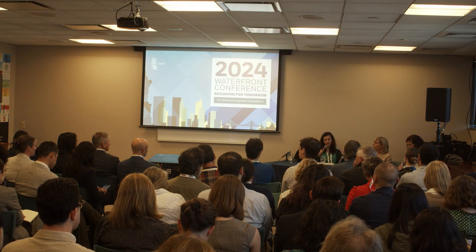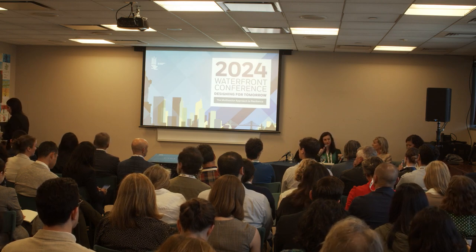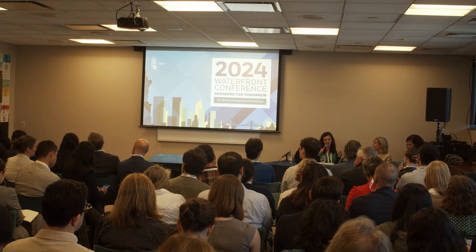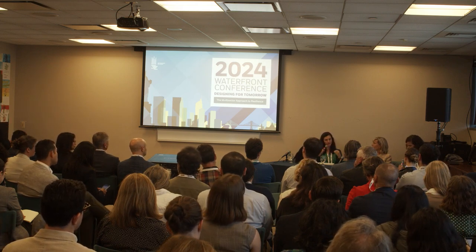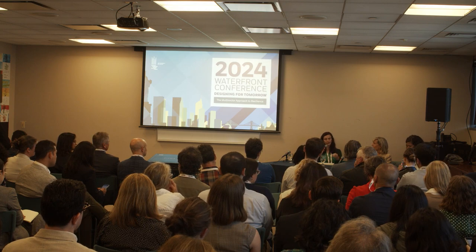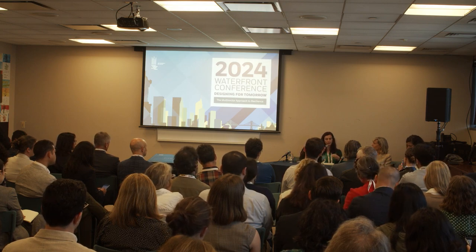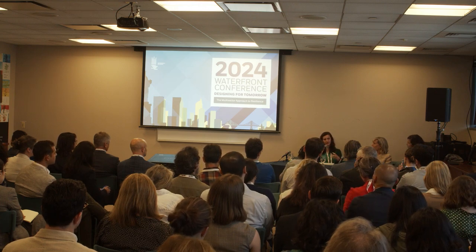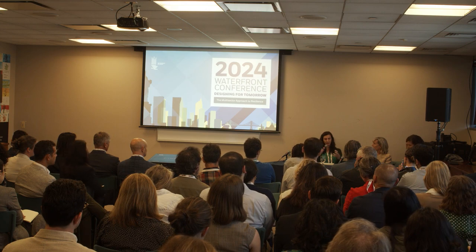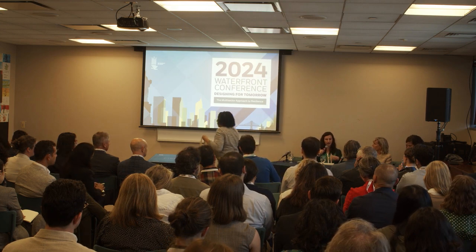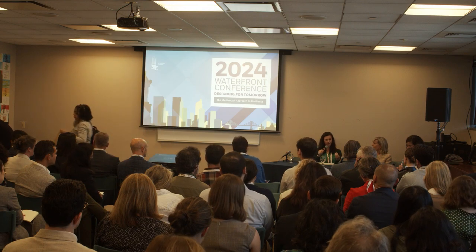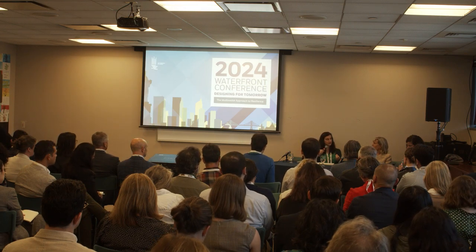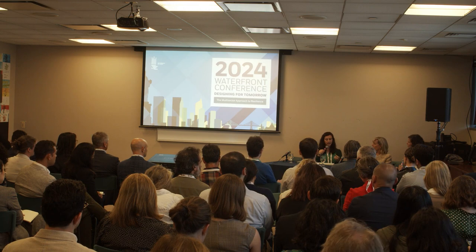As difficult as it is, it's easier to look at the resilience of an asset, right? Or a home. But when you're looking at a neighborhood, how does everything add up? How do you bring in the social and environmental aspects of it?